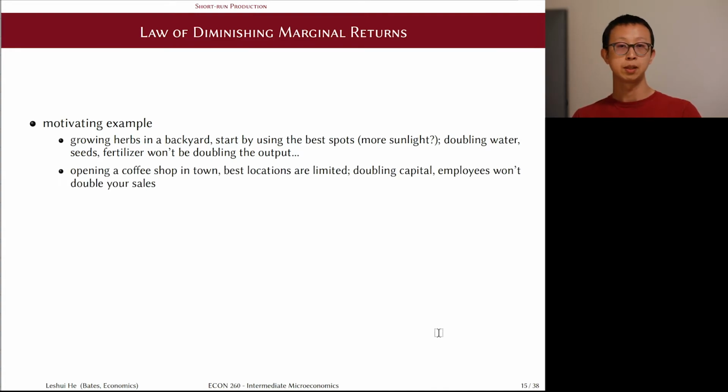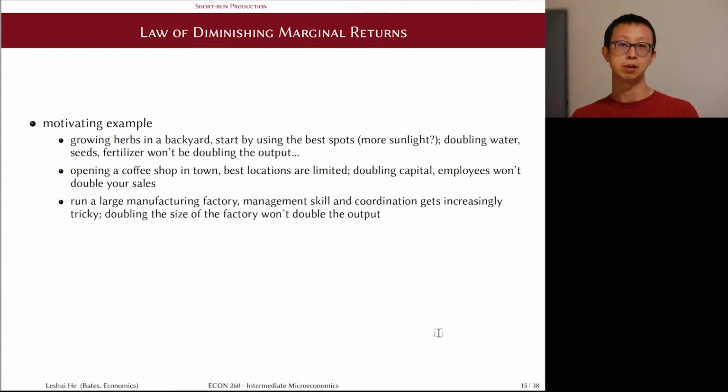As another example, if someone opens a coffee shop in town, they will probably pick the most favorable location. But as they expand to more locations in town, it is inevitable that the locations become less and less suitable for coffee shops. So although you can invest in the same store design, same layout, same size of staff, the revenue may not be as good. In other words, doubling the number of stores by doubling investments and labor may not yield double the output.